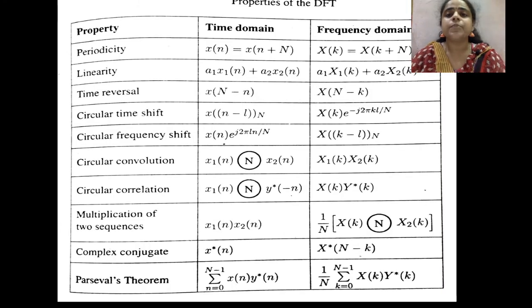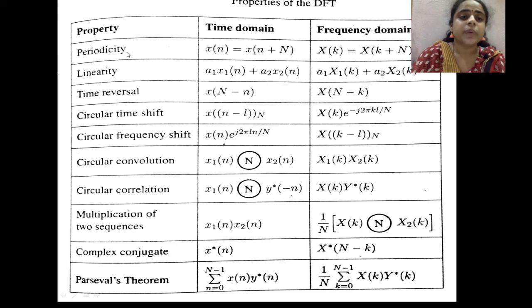So these are the properties of discrete Fourier transform. Discrete Fourier transform will be having many properties. Among those, these are very few ones. In those, we are discussing periodicity and linearity. Rest all will be there in your handout.